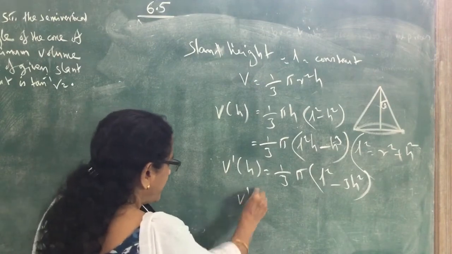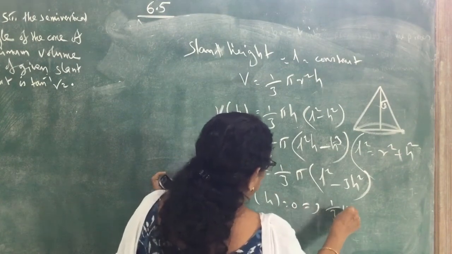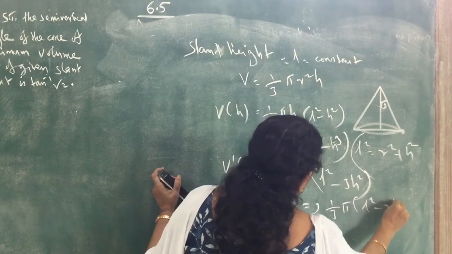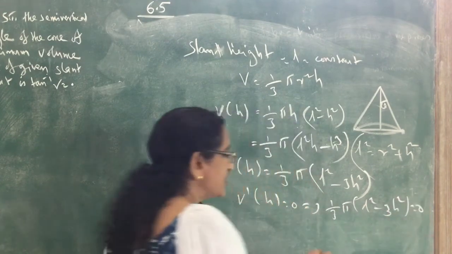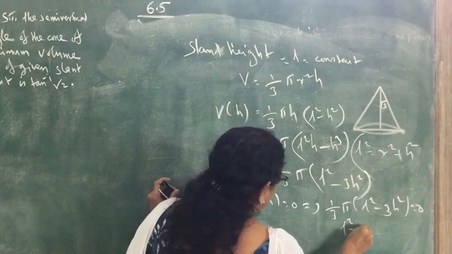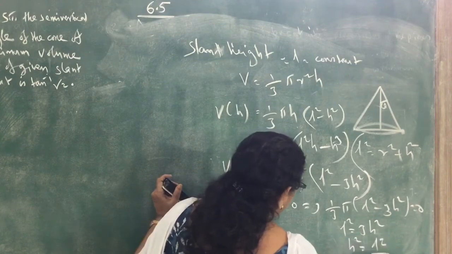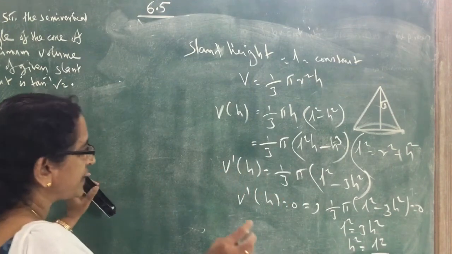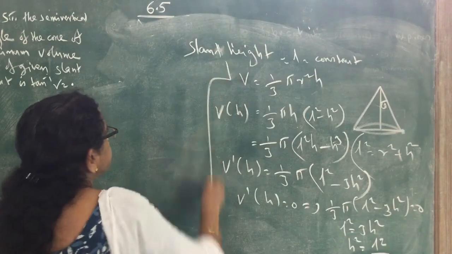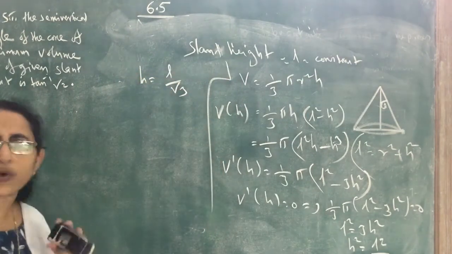Now V dash h equal to 0 implies 1 by 3 pi into (L square minus 3h square) equals 0. So 1 by 3 pi is constant, that implies L square equals 3h square. So we can write h square equals L square by 3. Therefore h equals L by root 3.